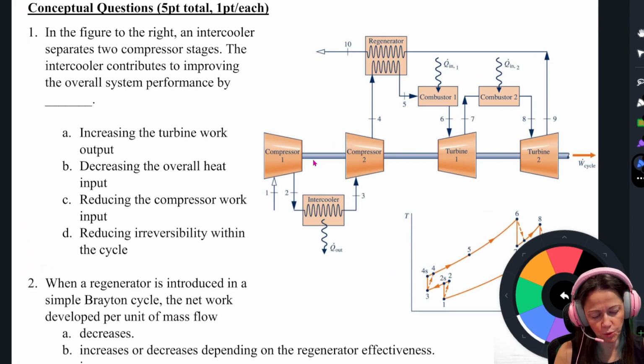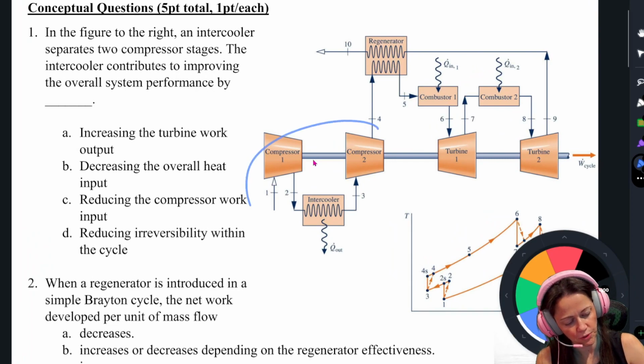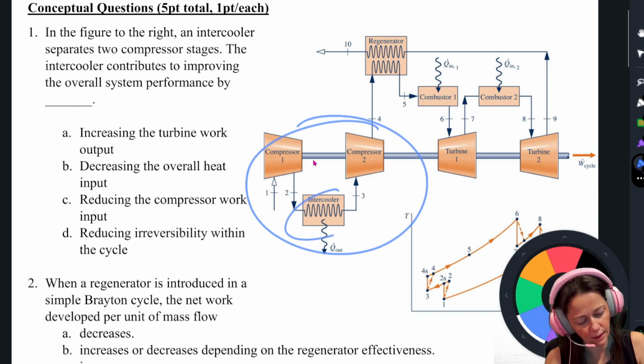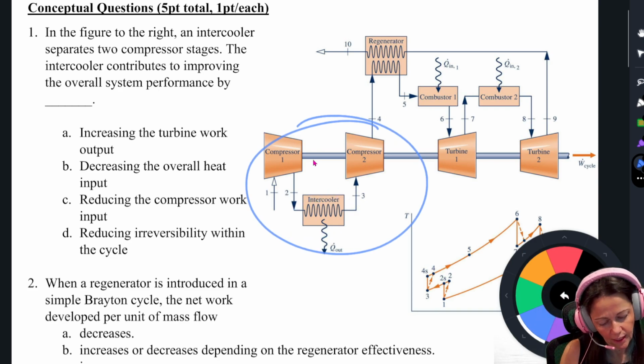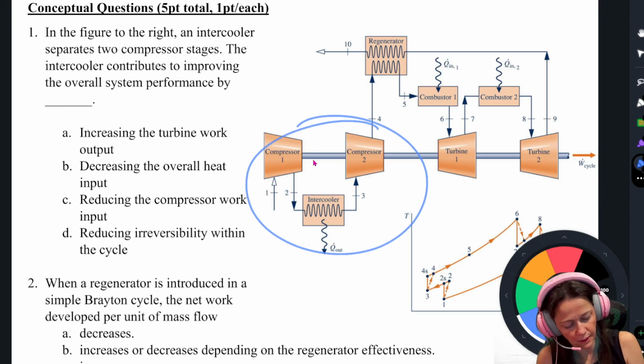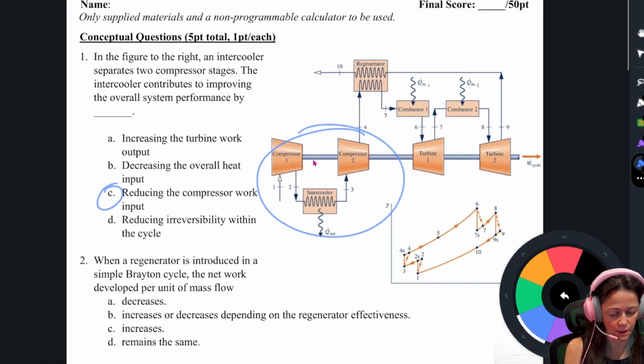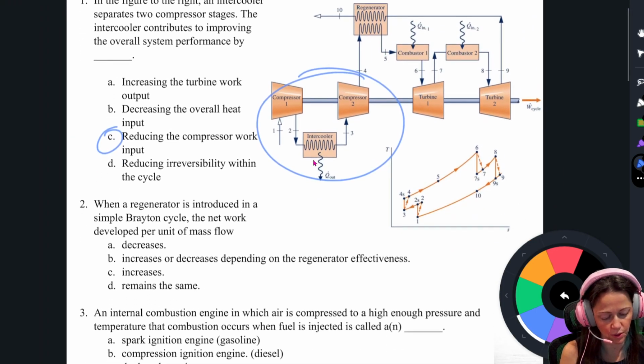So starting with the conceptual questions, in the figure to the right, an intercooler separates two compressor stages. So we're looking right here, and the intercooler is right there. The intercooler contributes to the overall performance of the system by reducing the compressor work input. The place that it's going to affect things is going to be between those compressors, of course. So it's going to decrease the compressor work.